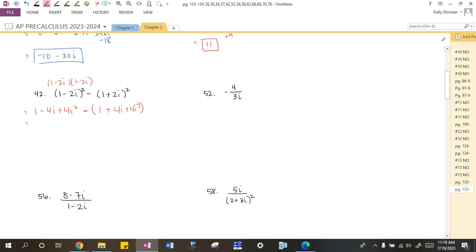And then I'm going to clean up a bit before I distribute the negative. So we have 1 minus 4 is negative 3 minus 4i, minus parentheses, same thing here. 1 minus 4 is negative 3 plus 4i. Those are conjugates, but we're subtracting them, so nothing too exciting is going to happen. I'm just going to distribute the negative. So this becomes plus 3 minus 4i. So the 3's do cancel out, but the i's add up to negative 8i.